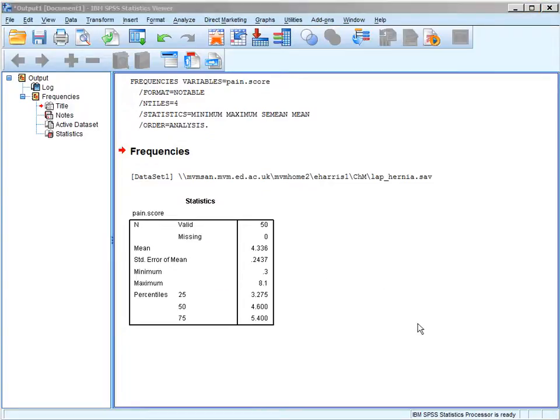So this is what we have, 50 valid measurements with a mean of 4.4, a median, which is the 50th percentile, of 4.6, and a standard error of the mean of 0.24.